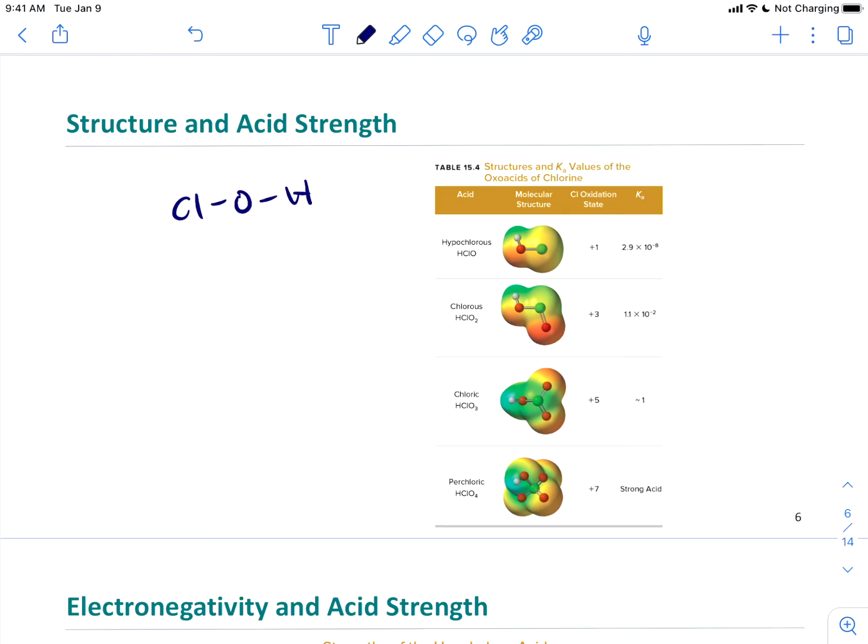But Lewis structure, if you were to do a Lewis structure, it would look like this. Oxygen should be the central atom. That's what you learn in your Lewis structures. It has better bonding capacity. And all we're doing here is increasing the number of oxygens.